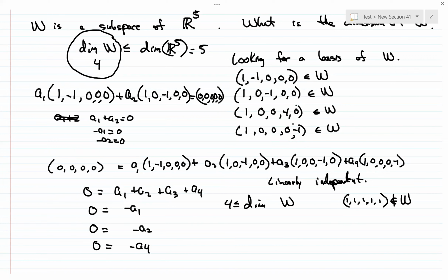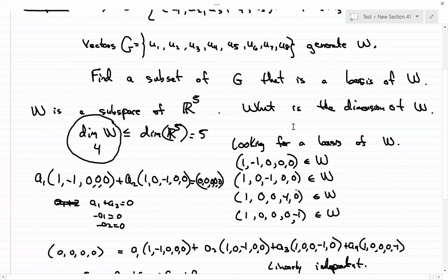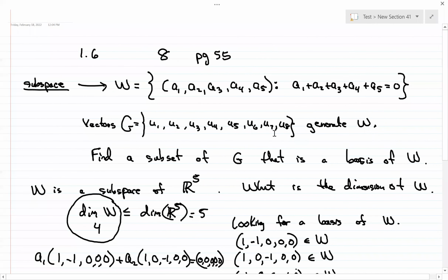Once I know the dimension of W is 4, then I can go back to the original problem. The original problem was to find vectors in G that generate W. But now I know the dimension that I'm looking for: 4 vectors that do that. Why? If I have more than 4, like 5 or 6, then they won't all be linearly independent, because the biggest linearly independent set here will be 4, because I've already decided this is a basis.